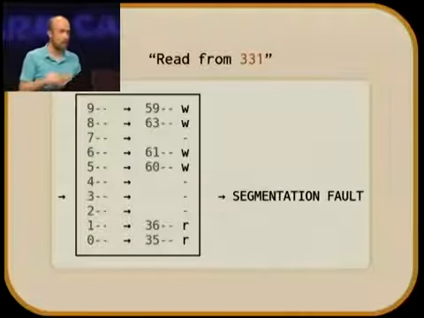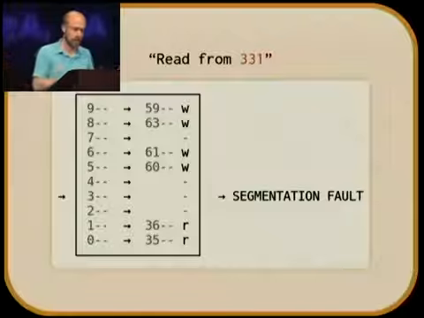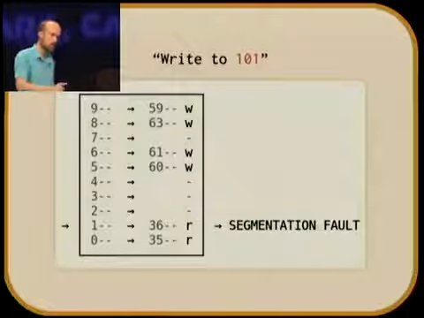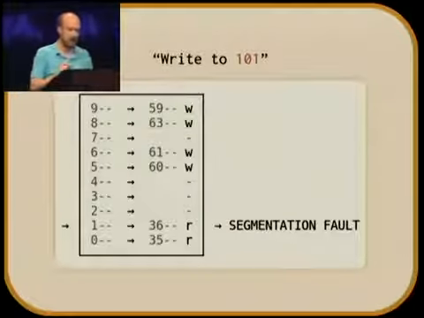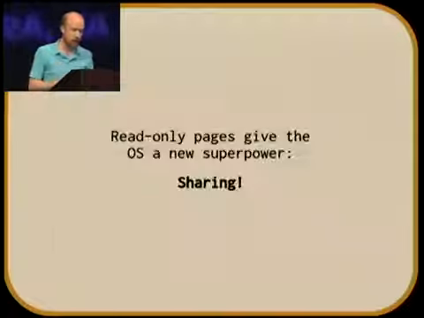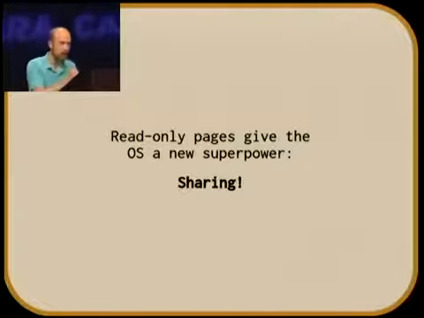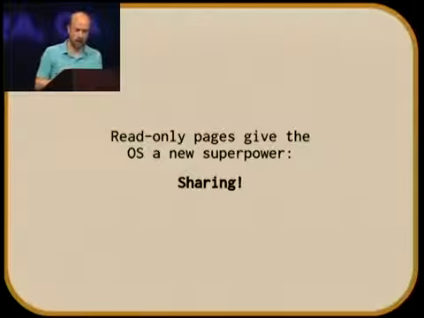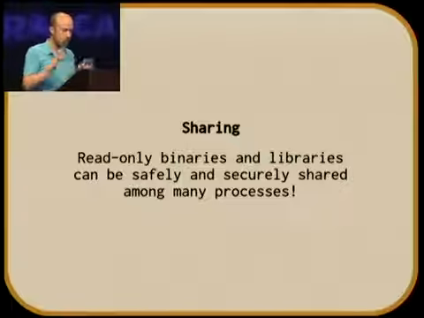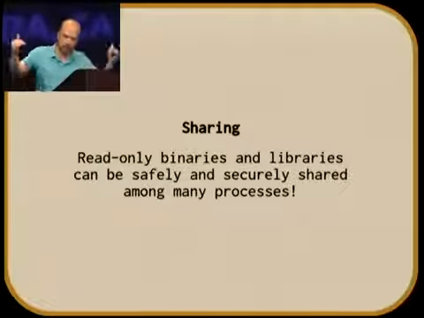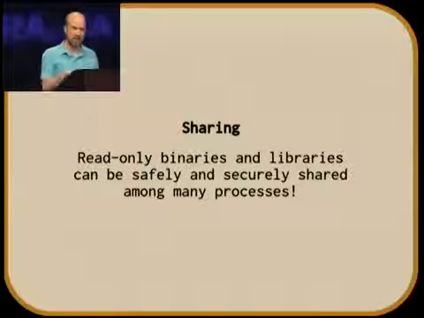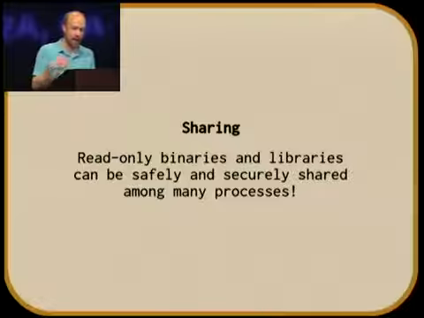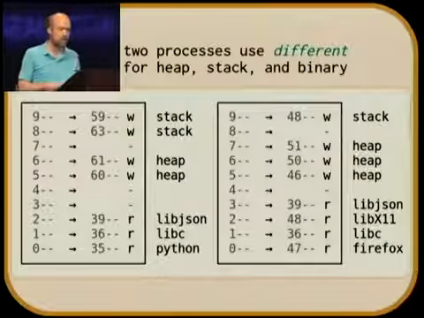So here, a read from 331, per the rules we saw earlier, generates a segmentation fault because there's no page there. But we've now also learned that you can't write to certain addresses, even if they're mapped, if they're marked read-only. Now, read-only pages, this invention, gives the operating system a new superpower: sharing. Read-only binaries and libraries, when those pages are protected, that means the OS can reuse those pages in everyone's page map and securely share those binaries among several processes.